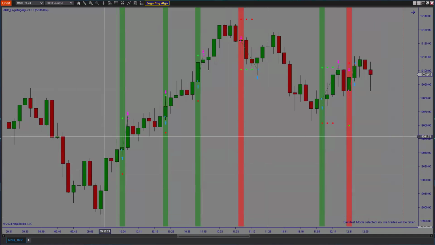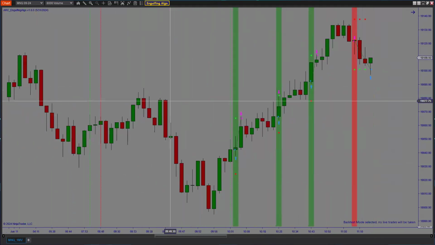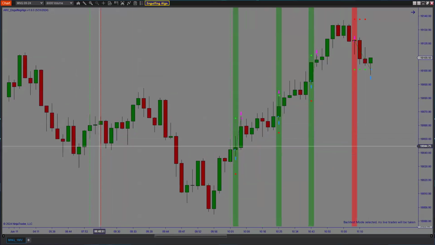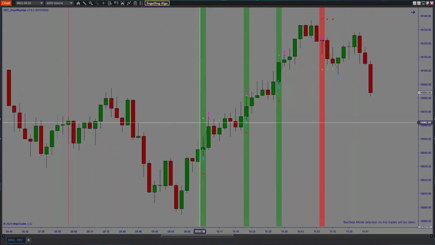All right. Easy enough. This would have been a nice little run in here. I don't know about you guys, but I would not have wanted to trade off of CPI anyway. But this is a nice little run here this morning. You had the long there, hit target, another long, hit target, another long, hit target. And then you had a short, hit target. I mean, that was a good start to the day.